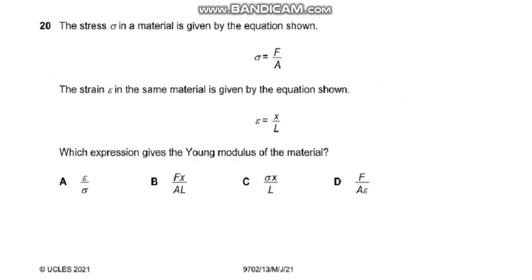Question number 20 says the stress in a material is given by the equation stress is force over area. The strain in the same material is given by the equation strain is x over L. Which expression gives the Young modulus of the material? So Young modulus can be written as stress over strain. Let's keep strain as it is and plug in the values for stress. Let's rearrange it. So from here, D is the appropriate answer.